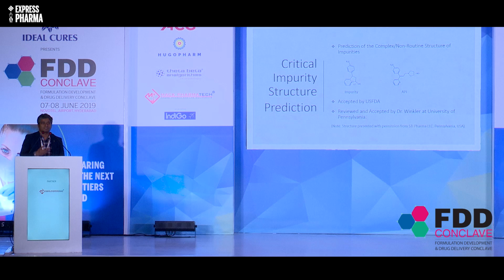While talking about impurity structure prediction, somebody rightly pointed out the word ego. Predicting a structure, we always behave like an egoless person. We have to ask ourselves why the structure is not wrong. Anybody can predict a structure. Now there are many softwares which can predict NMRs, many things, but we rely on our methodologies, logics. So for this case, US FDA had rejected a structure for that impurity. It came to us, we identified it, and it has been reviewed by a professor, Dr. Winkler at University of Pennsylvania. Now that has been accepted.